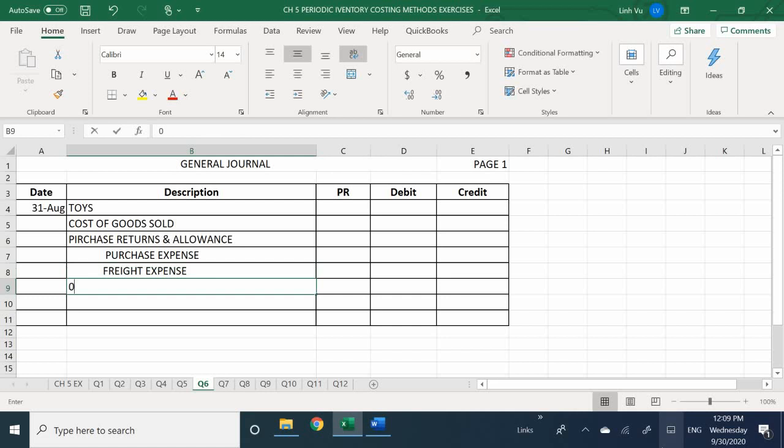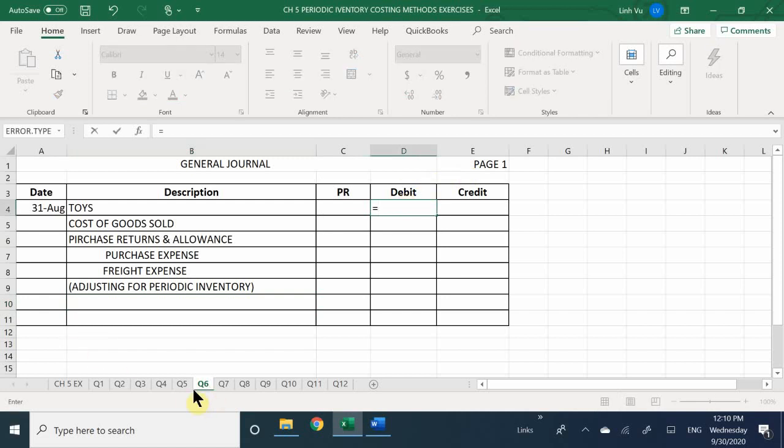Right? And I'm also going to make sure I indicate here adjusting for periodic inventory. Oh, I forgot my ending parentheses here. There you go. So that is that. And here, I'm just going to copy the information from my table.